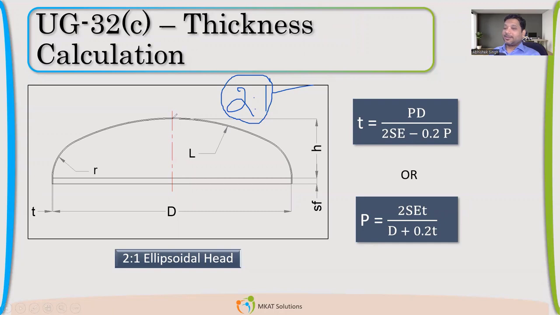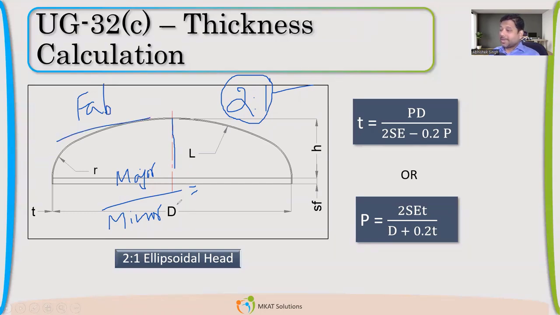Now I'll elaborate a little bit. What is your 2:1? It's a major to minor ratio, right? Major to minor. When I'm fabricating, I will make the major to minor ratio exactly 2:1. During fabrication, this 2:1 is met.